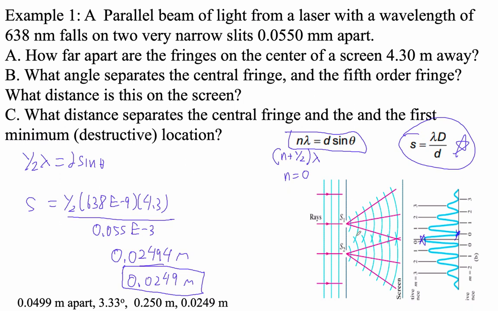What is tan? Tan theta is equal to S over D, opposite over adjacent. So here's your D right here, the distance to the screen, big D, and then S is there. Anyway, that's not in the data packet, but that's just obvious.